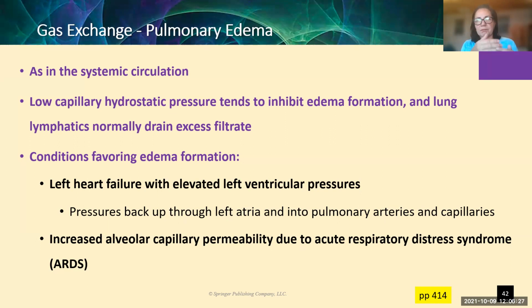And so blood backs up from the left ventricle, through the left atrium. Where did the blood that came to the left atrium come from? It's newly oxygenated blood from the lungs. And so that pressure is going to back up into the vessels going into the lungs. So pressure backs up through the left atrium and into the pulmonary arteries and the capillaries. And that's how we end up with pulmonary edema as a result of left-sided heart failure.